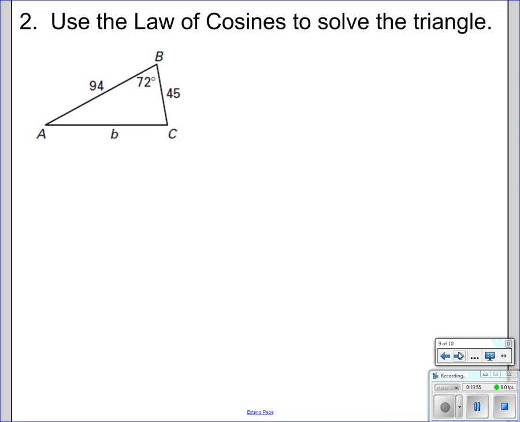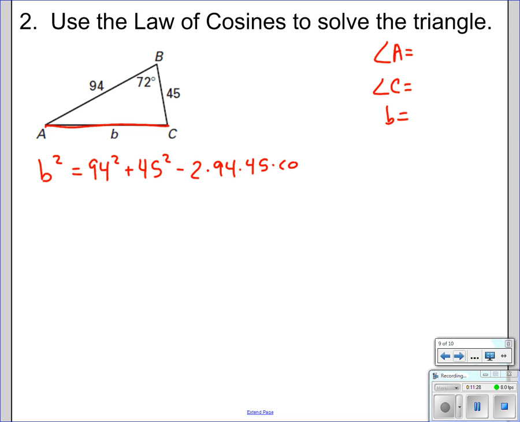Our next example is when we're given side angle side, so two sides and the angle included in between. You need to find side B first. So we have angle A we're trying to find, angle C, and side B. Set up your law of cosines right away to find side B. B squared equals 94 squared plus 45 squared minus 2 times 94 times 45 times the cosine of angle B. Oh, we know angle B, 72.